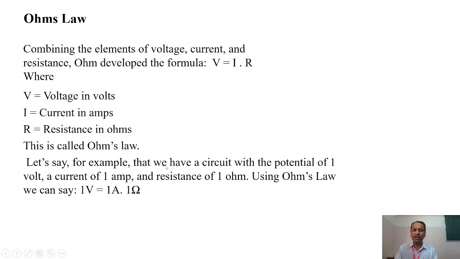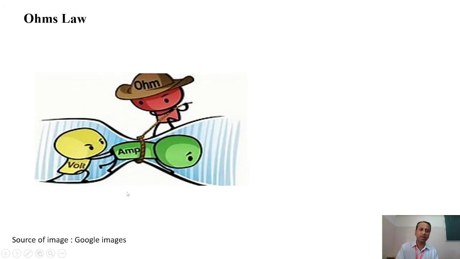Let's say for example that we have a circuit with a potential of 1 volt, a current of 1 ampere and a resistance of 1 ohm. Using Ohm's law we can say 1 volt is equal to 1 ampere into 1 ohm. Simple mathematics. And this particular image will help you understand Ohm's law. In fact, the resistance is acting as a resistive element for the current. It opposes the flow of current through the particular wire, and ultimately voltage is the driving force for that current.